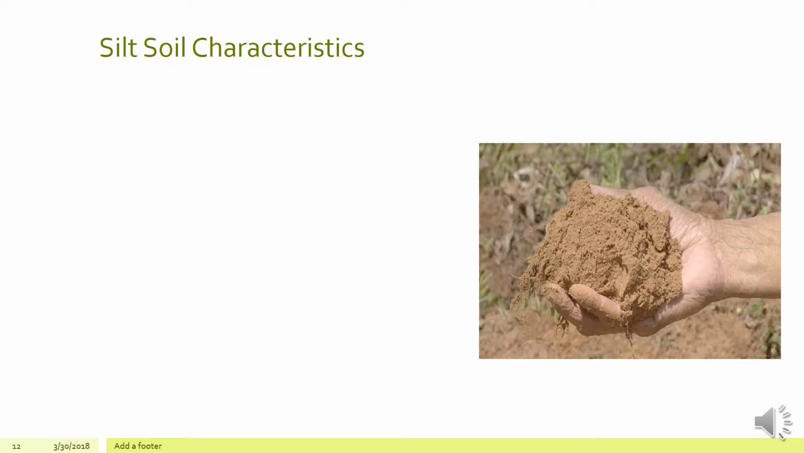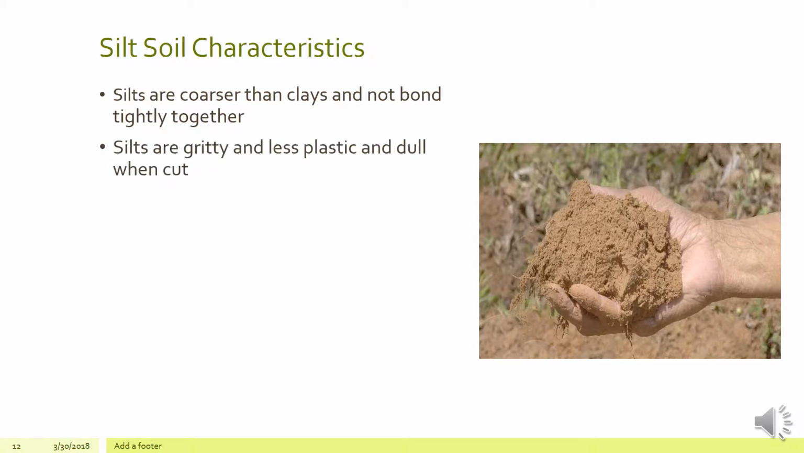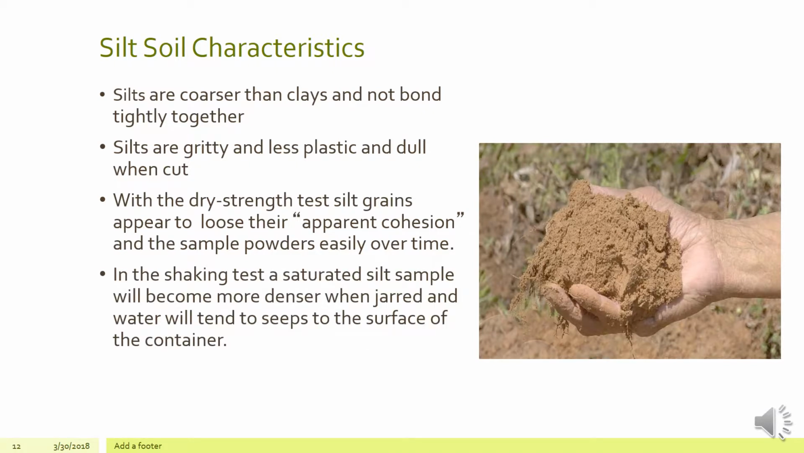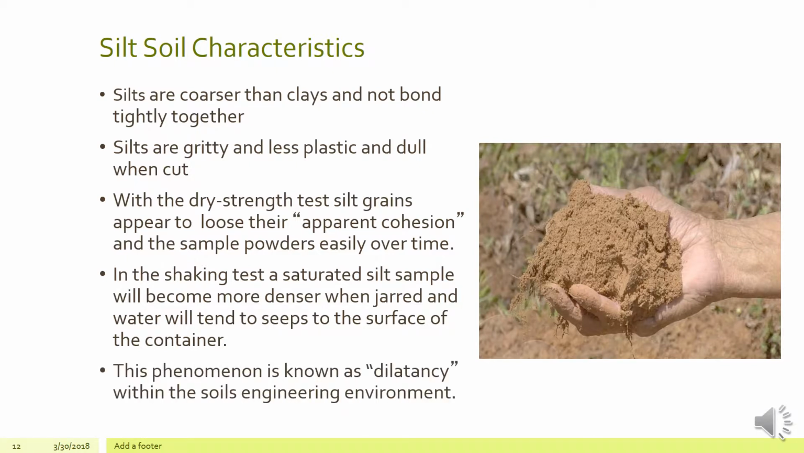Let's take a look at silt soil characteristics. One of the things we have to remember is silts are coarser than clays and not bound tightly together. We also have to remember that silts are gritty, less plastic, and dull when cut than clays. With the dry strength test, silt grains appear to lose their apparent cohesion and the sample powders easily over time. In the shaking test, a saturated silt sample will become denser when jarred, and water will tend to seep to the surface of the container. So we get a separation there. This phenomenon is known as dilatancy within the soils engineering environment.